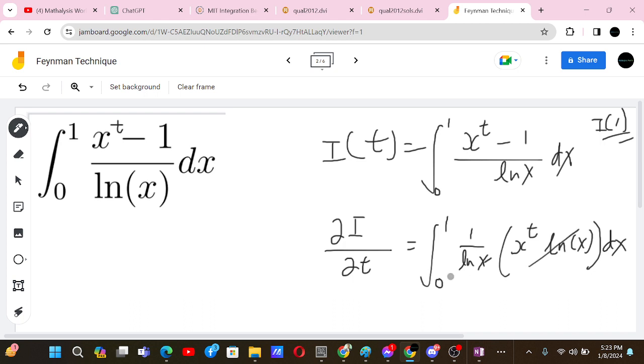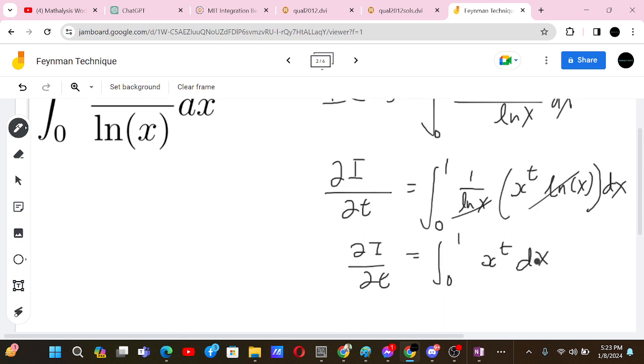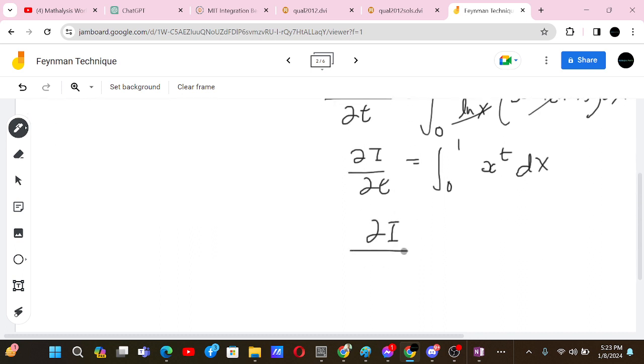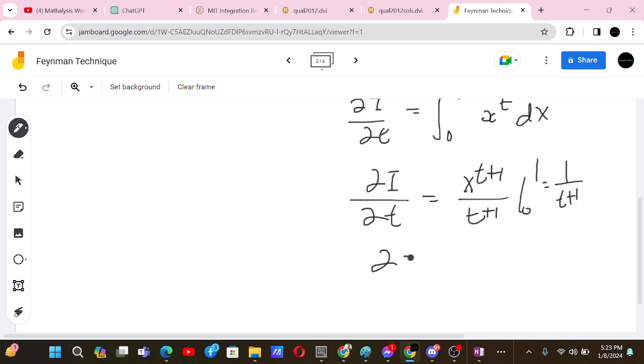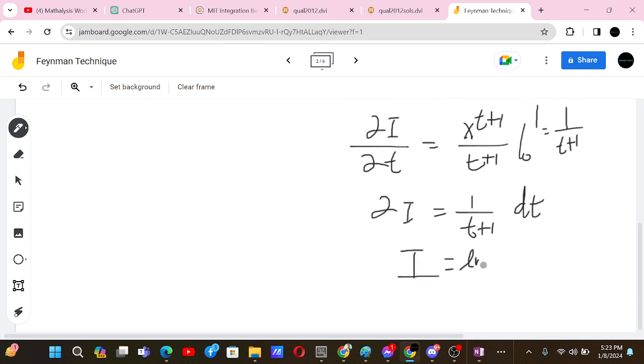Now ln x cancels out, so we have dI by dt is equal to integral from 0 to 1 of x to the power t dx. Now this can be easily integrated. dI by dt is equal to x to the power t plus 1 by t plus 1 going from 0 to 1. That's just 1 by t plus 1 minus 0. Okay, so now dI equals 1 by t plus 1 times dt. That gives us I equals ln of t plus 1 plus c.